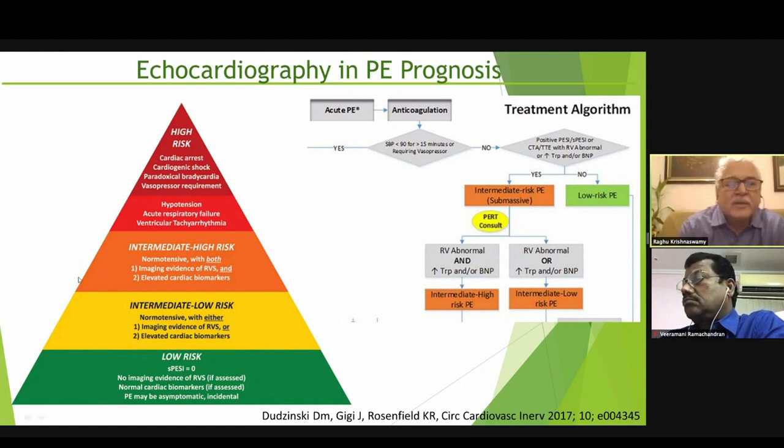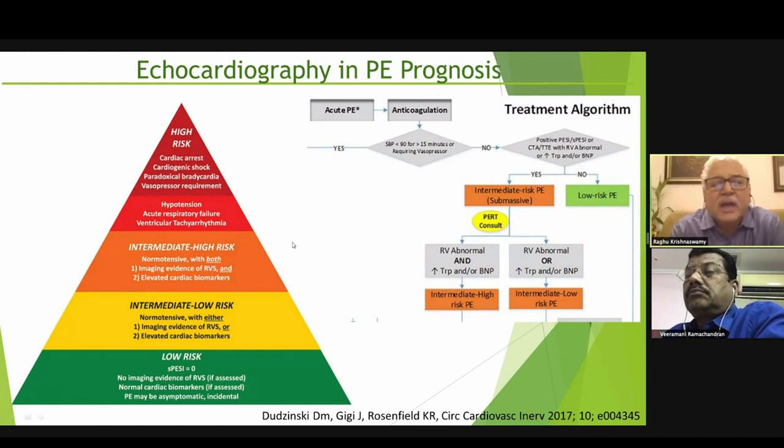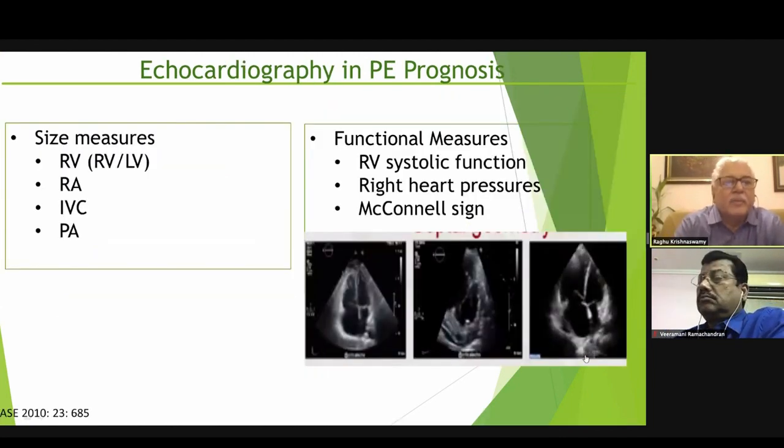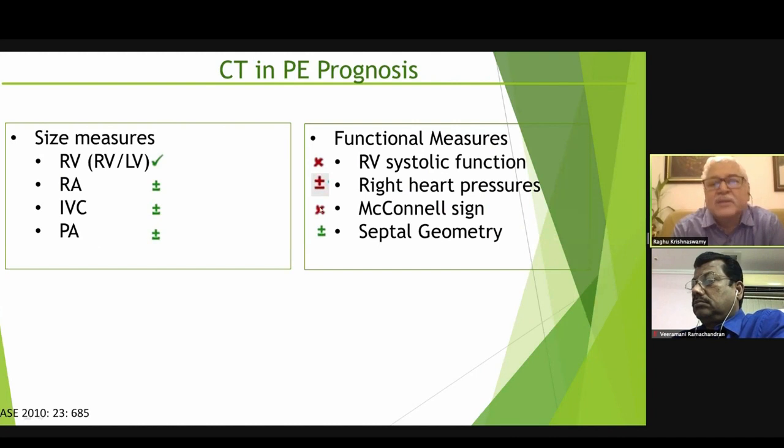See, suppose this patient were labeled as intermediate low risk, but echo suggests that this patient, because of RV dilatation, RV dysfunction, and raised pulmonary pressure, will be shifted to the intermediate risk. And on follow-up, if the patient's condition is deteriorating, echo will subsequently help in shifting to the high risk and thereby changing the modality of his treatment. Now, what else does echo do? Echo, of course, gives you the size of the RV, LV, the relative sizes of RV, LV, IVC, and PA.